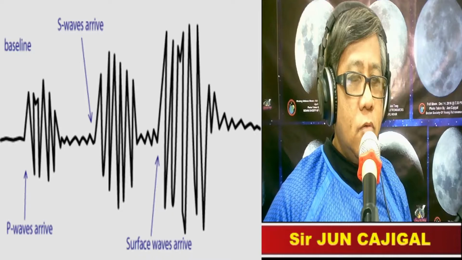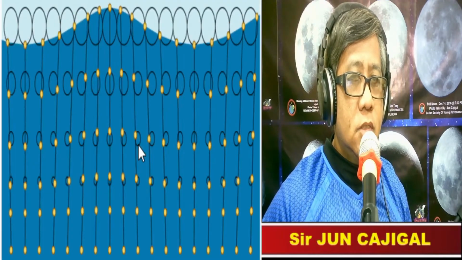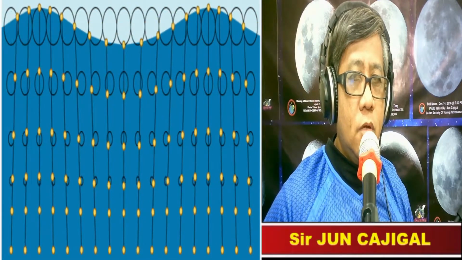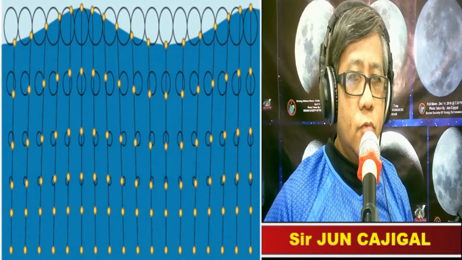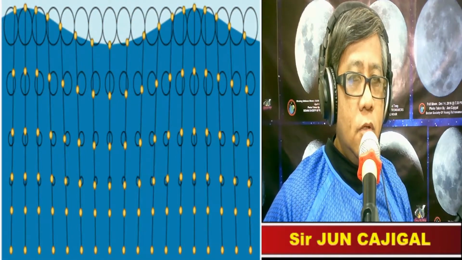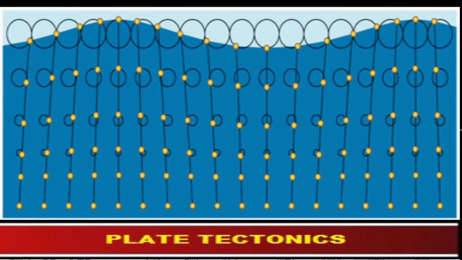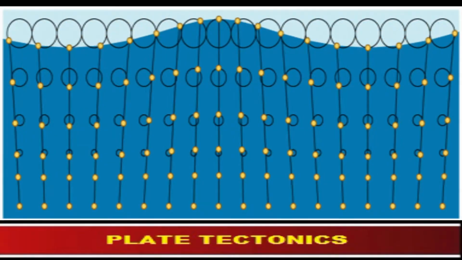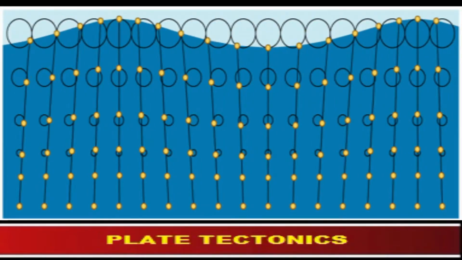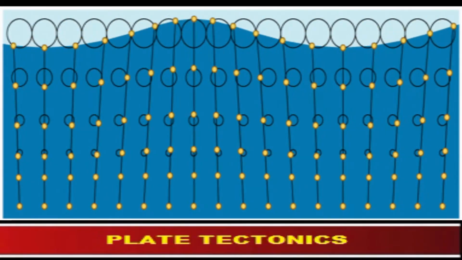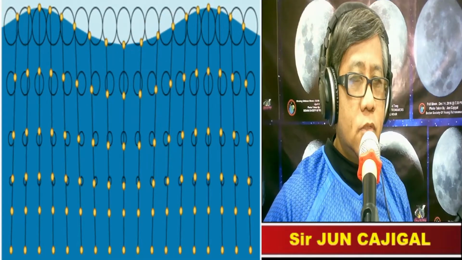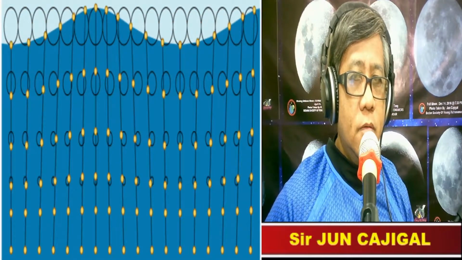Now everybody, I want you to zoom in on this animated illustration that would describe the movement of the rock particles as the surface waves travel along the rock medium. If you will notice the movement of the rock particles, they move in somewhat a circular pattern, or there is a rolling motion of the rock particles. So that's how we describe the movement of the rocks as the surface waves travel through the rock medium.